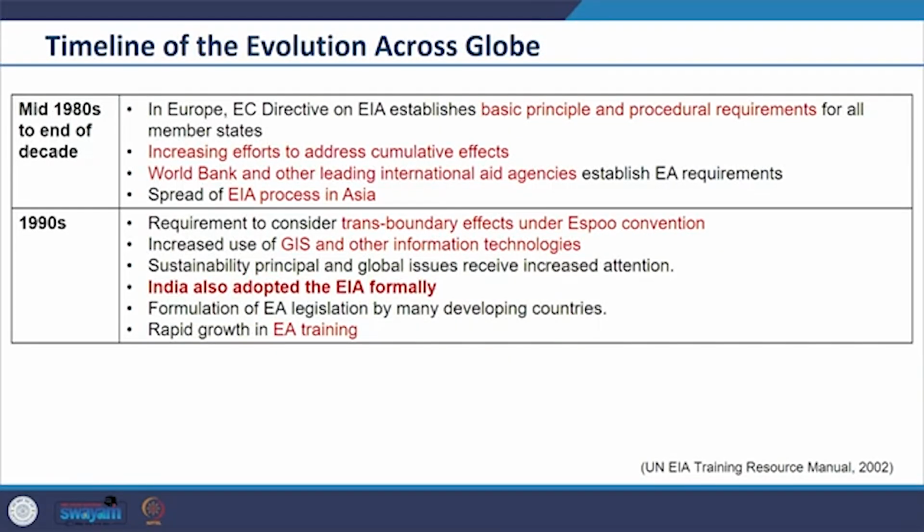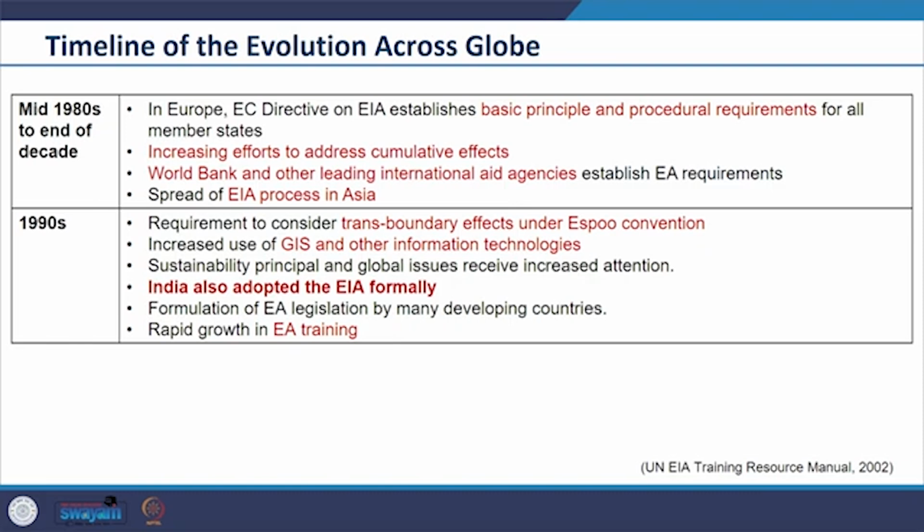Then in the 1980s and the end of that decade, we see that there were EC directives. EIA established basic principles and procedural aspects. Then there were increasing efforts to address cumulative effects. So here you see the cumulative effects, which we have spoken about in previous classes as well.